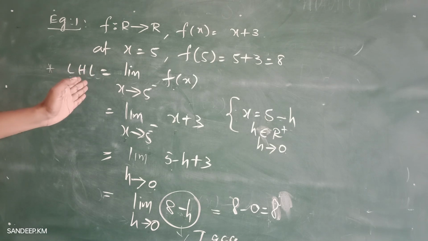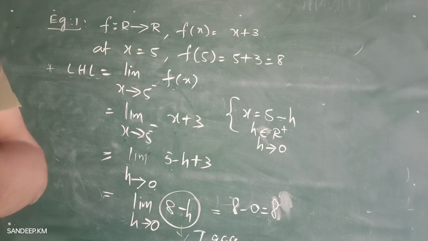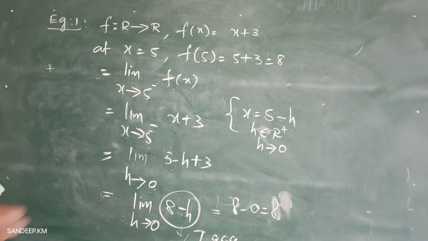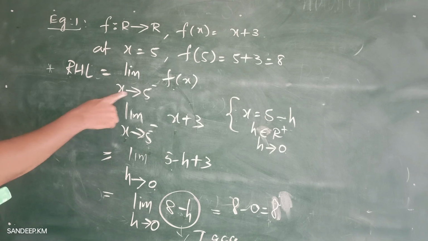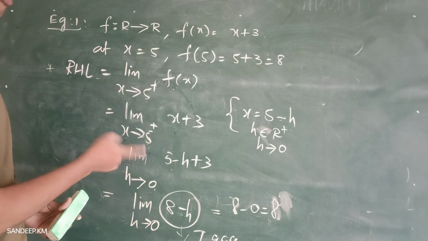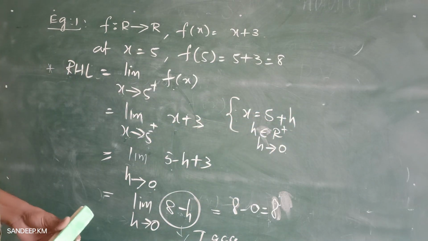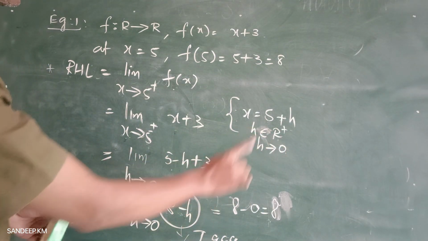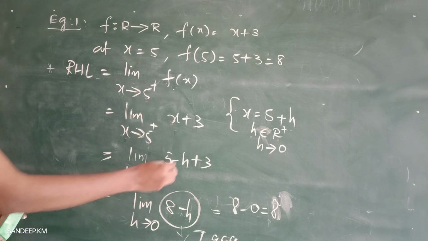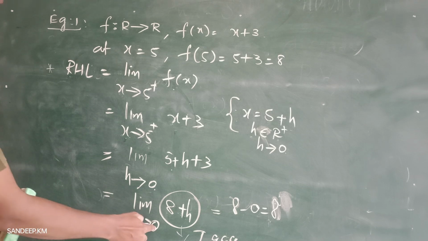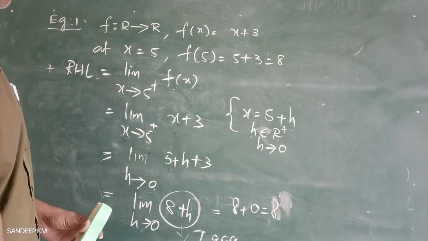Similarly, we can calculate what is RHL. So what is RHL? So we are talking about RHL. Then x approaches 5 from the right side. So 5 plus. Here also 5 plus. And then 5 plus means x is equal to 5 plus h only, where h is a positive real number, and h approaches 0. So here also instead of x, I will write 5 plus h. And the answer is what here? 8 plus h.